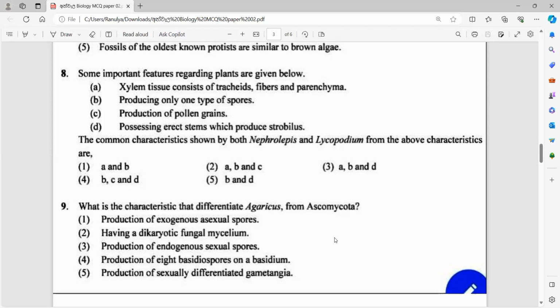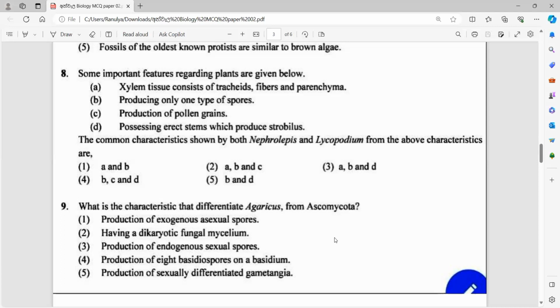Then C, production of pollen grains, that is also not common, right? Then B, producing only one type of spores, homosporous, that is correct, right? Xylem tissue consists of tracheids, fibers, and parenchyma, that is also common. So A and B, answer number 1.